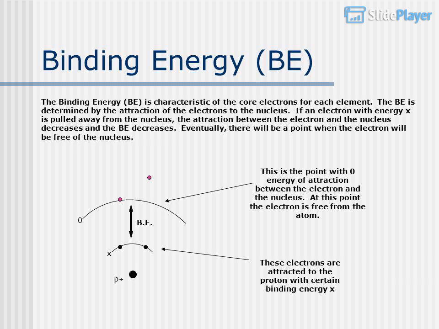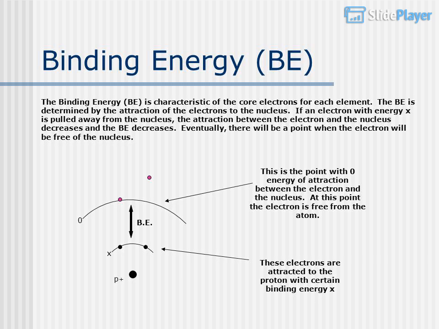The B is determined by the attraction of the electrons to the nucleus. If an electron with energy X is pulled away from the nucleus, the attraction between the electron and the nucleus decreases and the B decreases. Eventually, there will be a point when the electron will be free of the nucleus. This is the point with zero energy of attraction between the electron and the nucleus. At this point the electron is free from the atom.